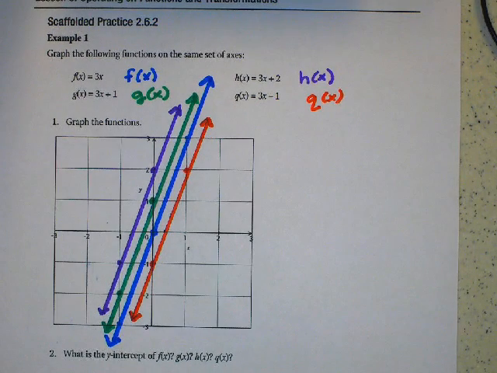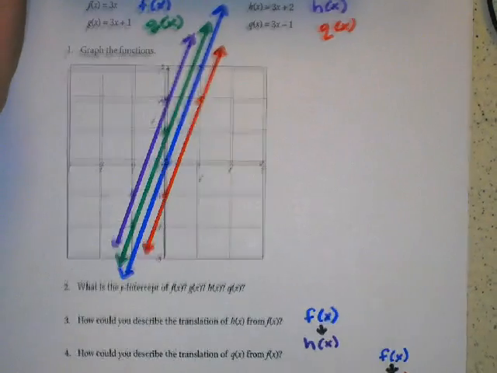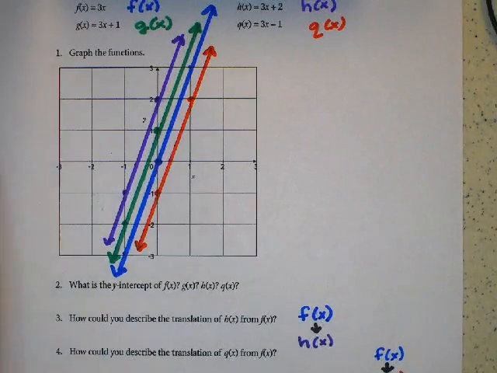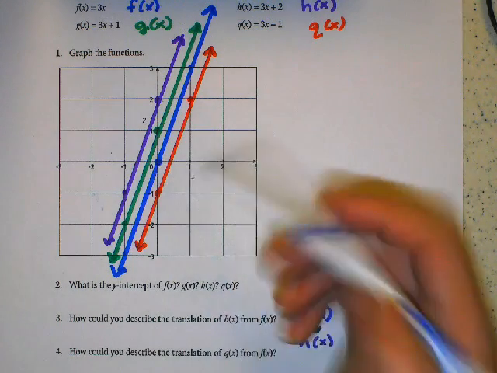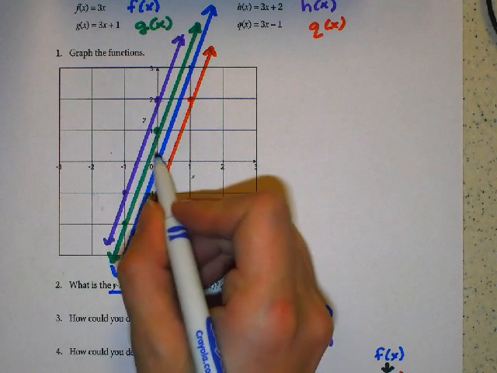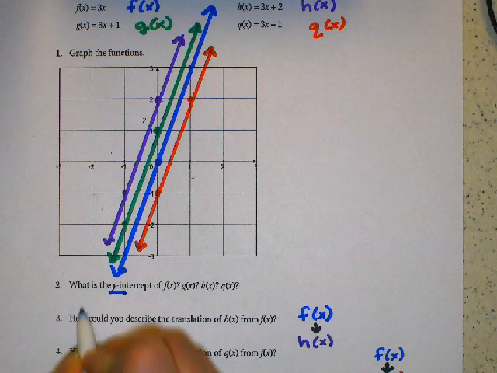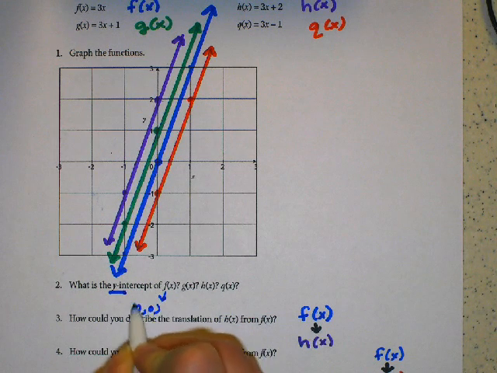The first question asks about the intercepts. What are the intercepts of each one of these? So the intercept for f of x is the intercept for the blue line. Where does the blue line cross the y-axis? Well, it looks like it crosses it right there at 0, 0. So f of x is going to be 0, 0.